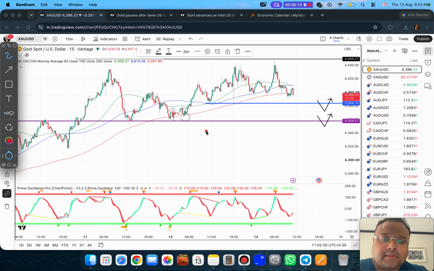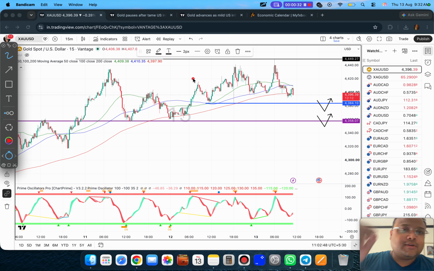So let's get started. This is the 15-minute chart of gold in front of us, and we can see that gold is sideways, gold is choppy, and there is no clarity in the direction of the market. So, my dear friends, if you're looking for some good trades, then obviously today is not the ideal day because we can clearly see that gold's next direction is not very clear.